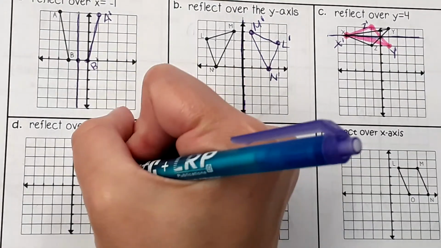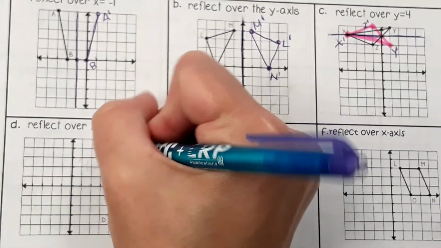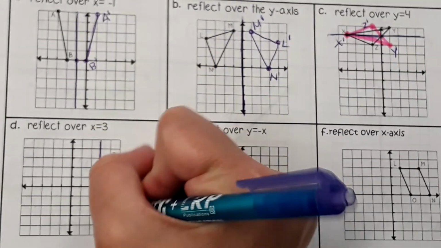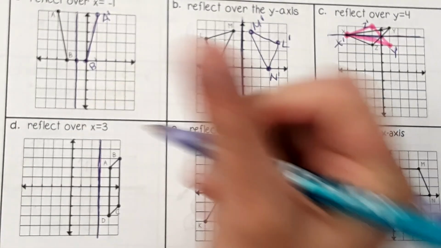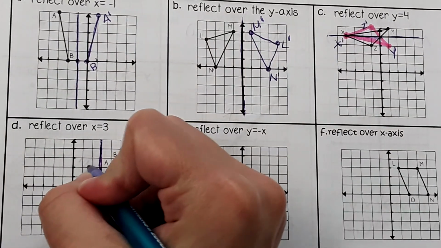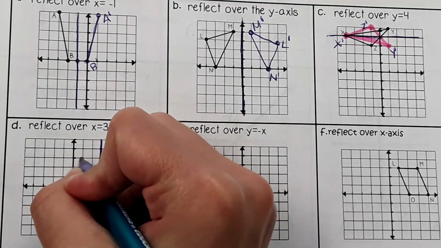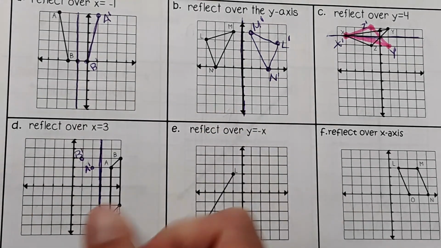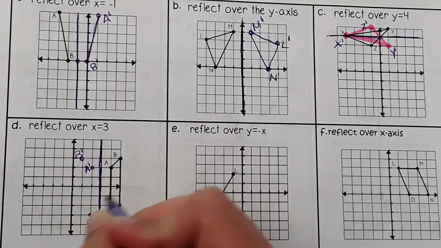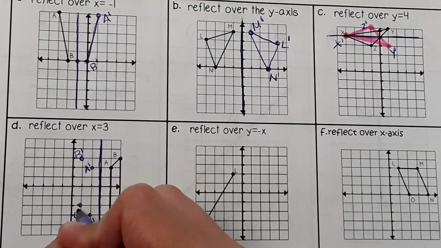Reflect over x equals 3. 1, 2, 3. Draw the line at x equals 3. And then plot each point on the other side. A prime, B prime, D prime, and C prime.